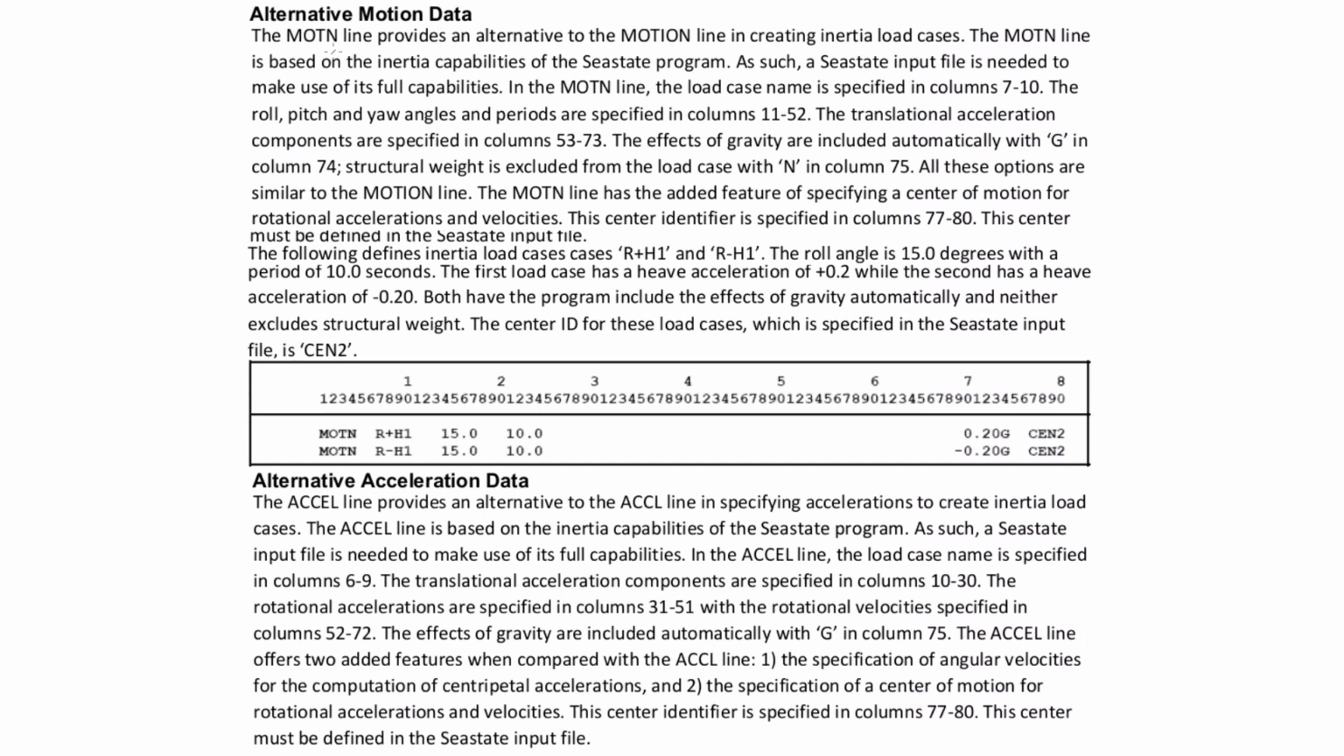Alternative motion data. The MOTN line provides an alternative to the MOTION line in creating inertia load cases. The MOTN line is based on the inertia capabilities of the C-state program. As such, a C-state input file is needed to make use of its full capabilities. So what they are saying is that the C-state input file is needed to make use of its full capabilities.